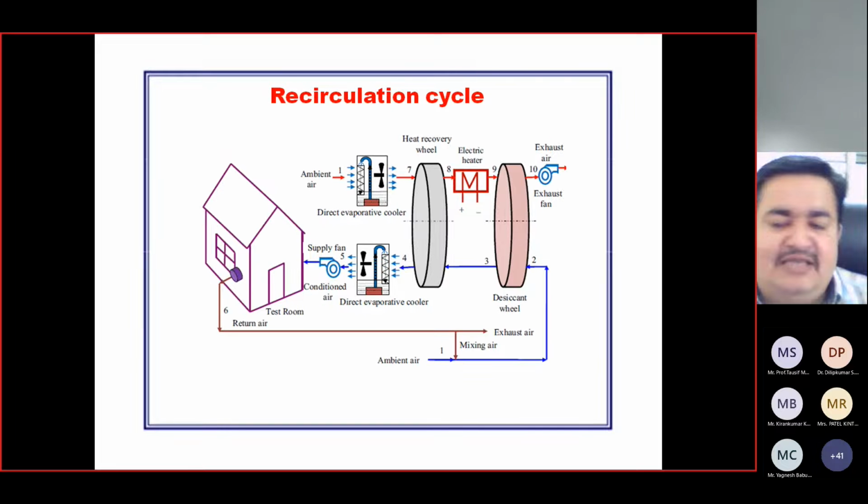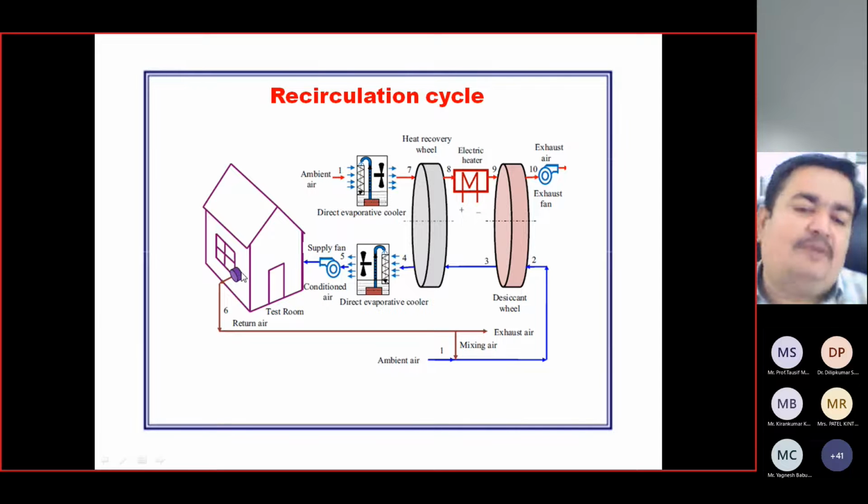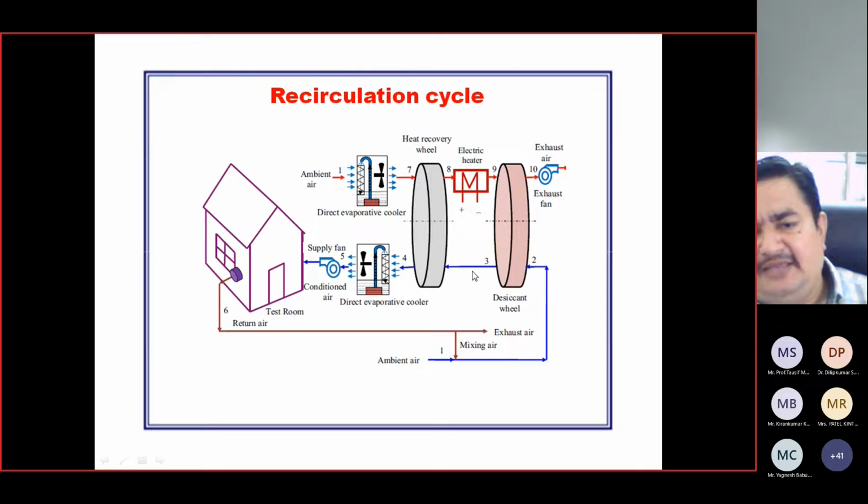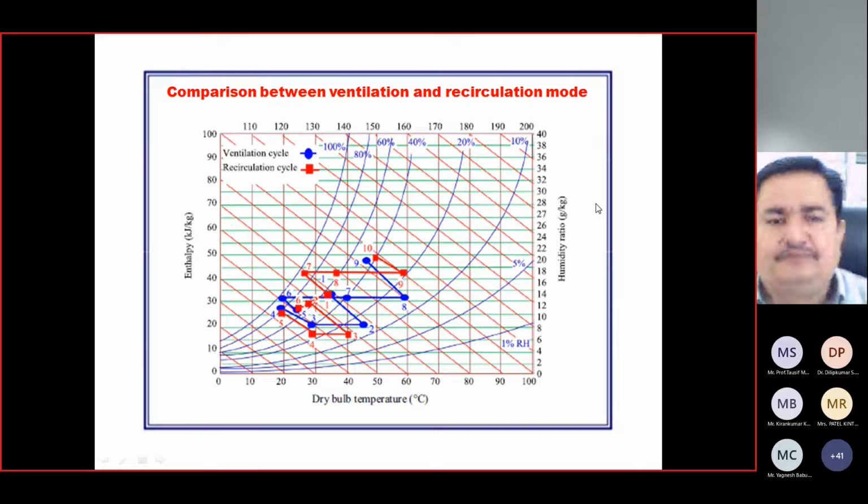Now the recirculation cycle. Recirculated air from the building is used and provided along with some mixing percentage of the ambient, and then it can return to the room. And on the reactivation side, ambient air is used and the same is exhausted to the open atmosphere. So how can we compare both the ventilation and recirculation systems?